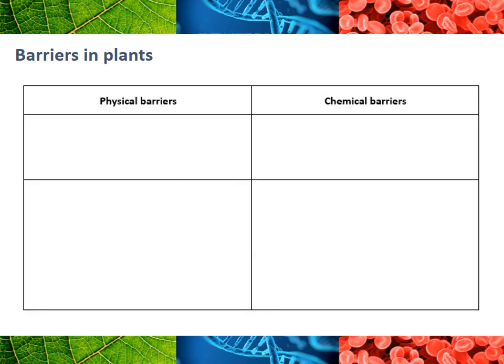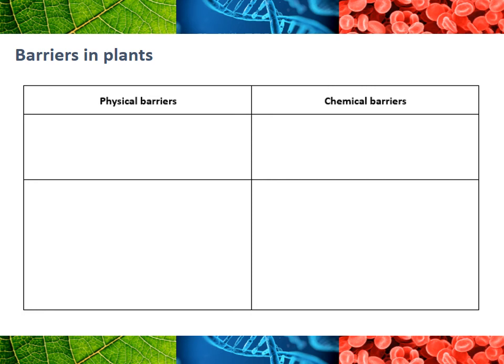Okay, and the final thing we're going to look at is the barriers in plants. It's a really small part of the study design, but there have been questions that come up, so it's worth having these notes on plants as well. In general, when we look at the immune system, it's looking at animals and humans, but it can come up in plants as well.